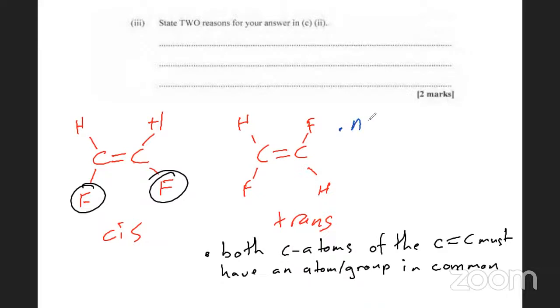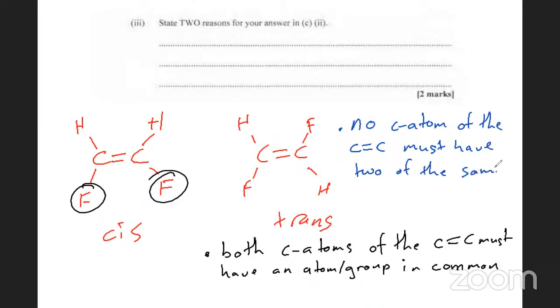The second thing you must look out for: no carbon atom of the carbon-to-carbon double bond must have two of the same atoms or groups attached. So both of them must have a group in common, but none of them must have the same group on it.